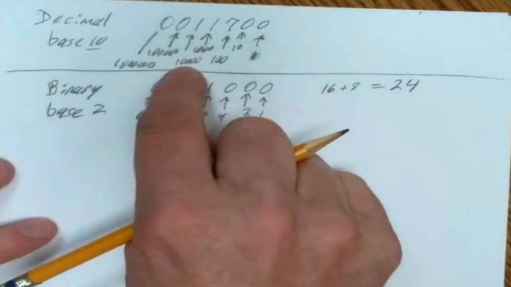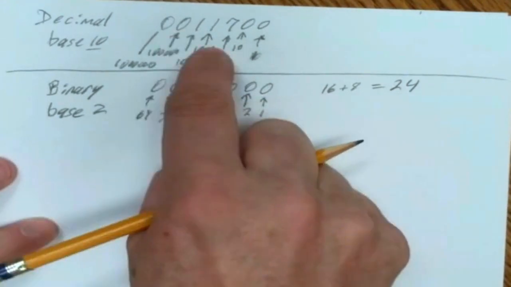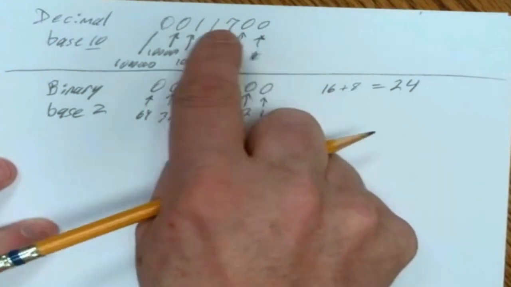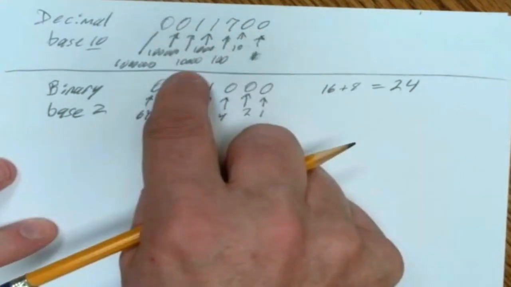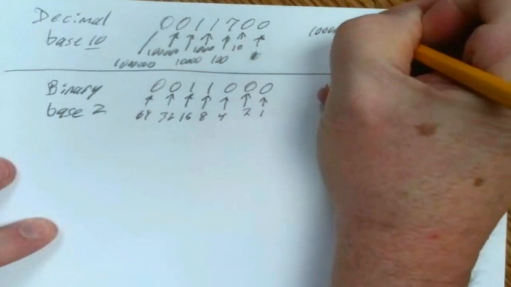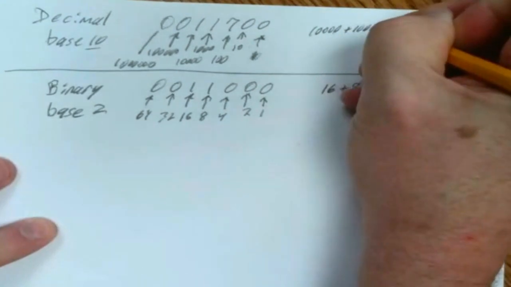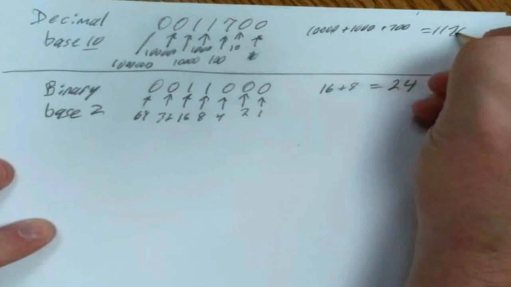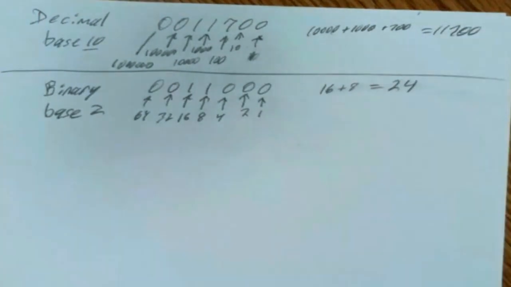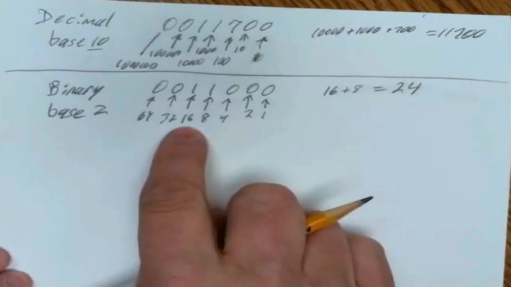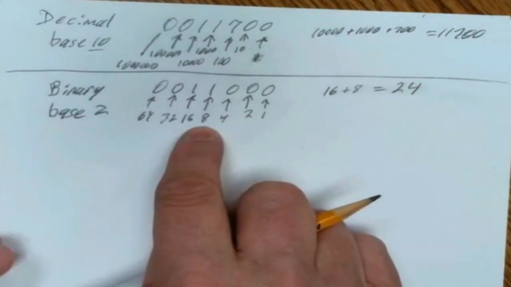Up here, there's a 1 in the 10,000s, a 1 in the 1,000s, and there's 7 100s and no other numbers. So it's 11,700 because we just add those together: 10,000 plus 1,000 plus 700. So that's how we get the 11,700. You just don't think about it because it's automatic. You've been using this your whole life. This we have to think about. We have something in the 16s space and something in the 8s space.